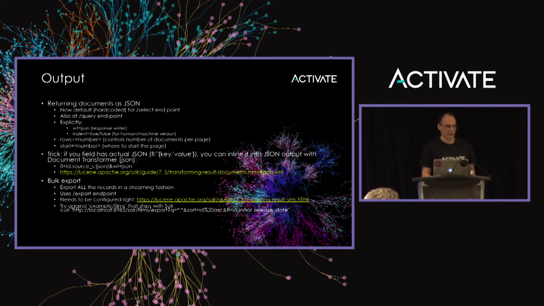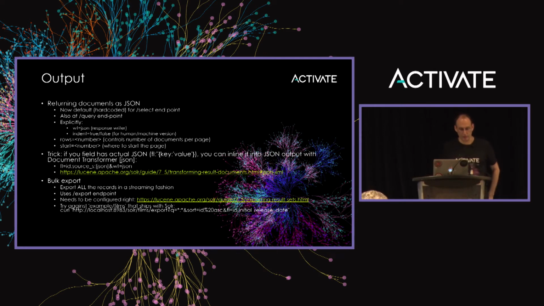Okay, so that was indexing. If you understood all of that, I think you'll be okay with what's going on, bearing bugs and other things. So let's have a look at the output. Returning Solr documents as JSON, right? We used to return XML by default. Now we return JSON by default. So if you're doing the admin UI searches or you're just hitting the select endpoint, you're going to get JSON back.